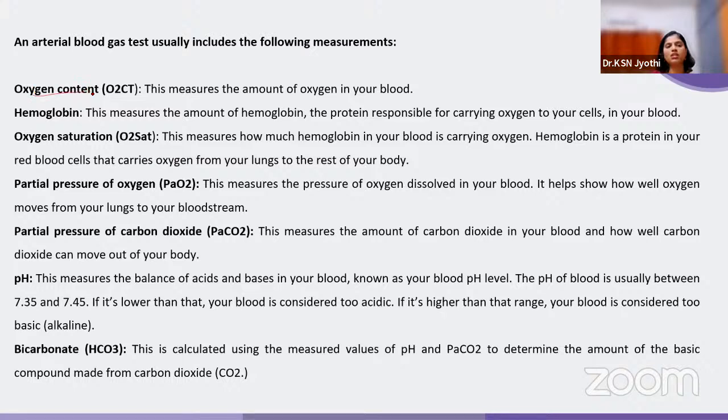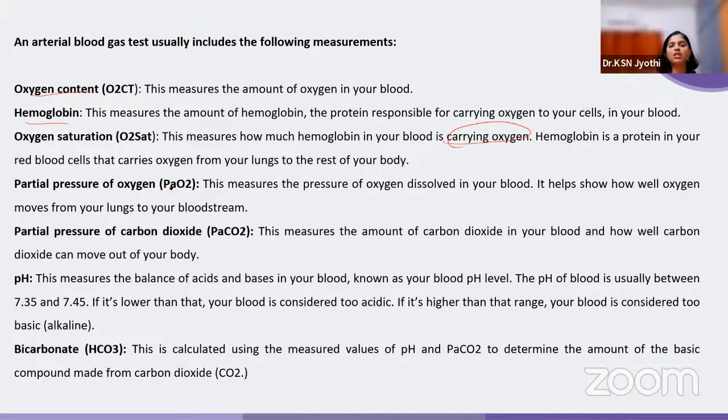So oxygen content will measure the amount of oxygen in your blood. Hemoglobin will measure the amount of hemoglobin. As I said, as long as the levels of hemoglobin are good, they will ensure proper carrying of oxygen and removal of carbon dioxide. Oxygen saturation talks about how much hemoglobin in your blood is carrying oxygen. Hemoglobin is a protein in your red blood cells that carries oxygen from your lungs to the rest of your body.